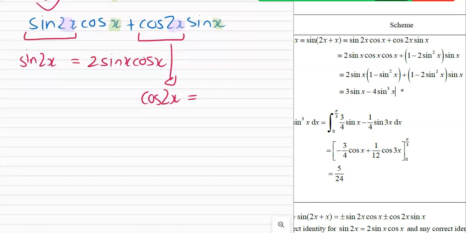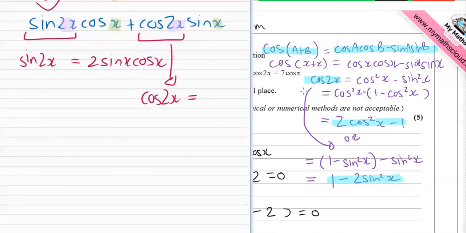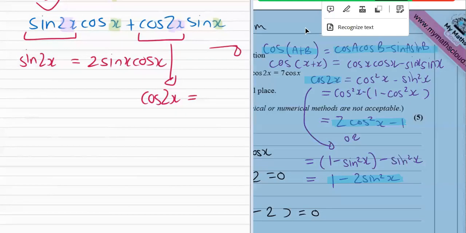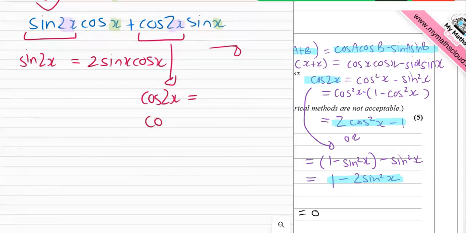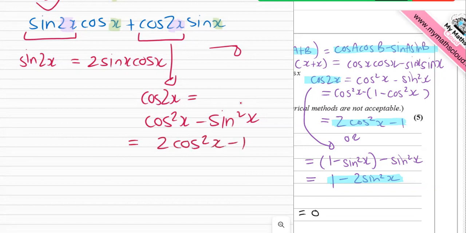Just want to grab them for you. Here they are from a previous question in this paper. If you just look over here, how you get these double angles, the full proof is here. It's just manipulating the compound angle formula, putting x and x instead of A and B, and then you can manipulate it into 3 different ways. So the 3 different ways are cos squared x minus sine squared x, which I don't use very often, or it's 2 cos squared x minus 1, or 1 minus 2 sine squared x. So these are the 3 options.